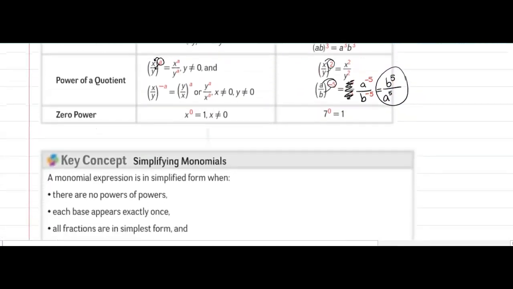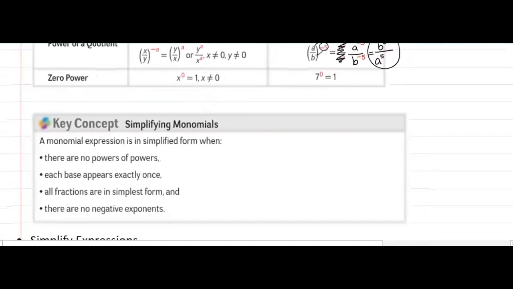And finally, the one that is so simple that it's tricky: anything raised to the 0 power just equals 1. And so many people mix this up. There's nothing wrong with that, except you want to try to drill it into your head that anything to the 0 power is 1. Anything in parentheses, x plus 2, the quantity in parentheses to the 0 power is just 1.